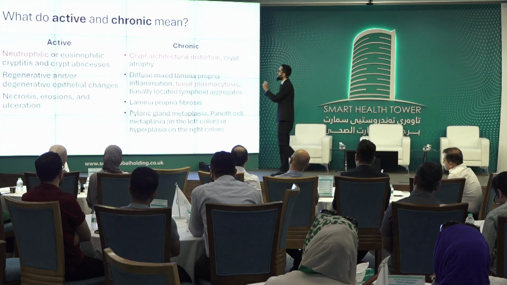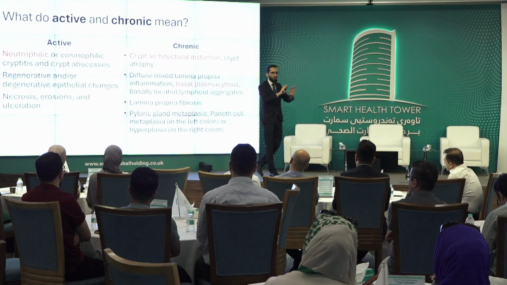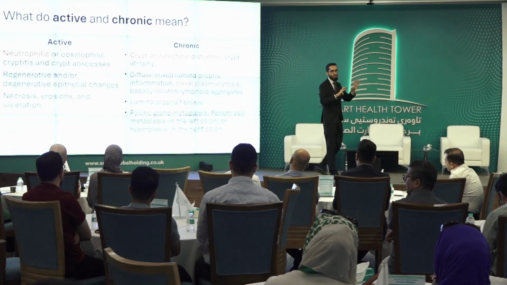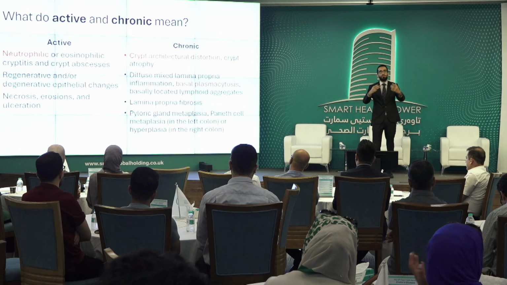But it's just important to keep in mind, when we say active inflammation, we're referring to neutrophilic activity. So we have neutrophilic inflammation within the crypts, whether it's cryptitis or crypt abscess. When you say chronic inflammation, we don't just mean the presence of chronic inflammatory cells.